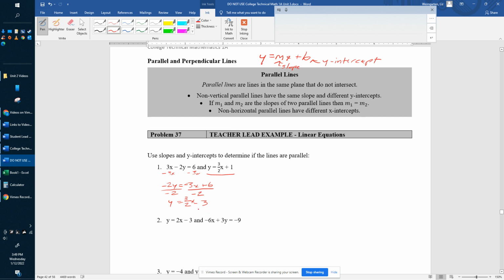We don't care about the y-intercept. We were already told that the y-intercepts could be different. But the slopes are the same. That's what we care about. So yes, these are parallel.